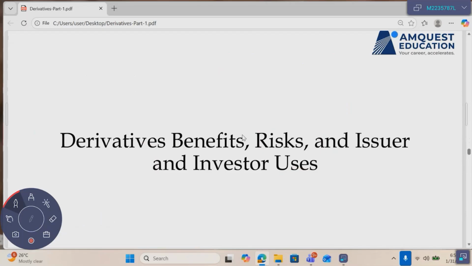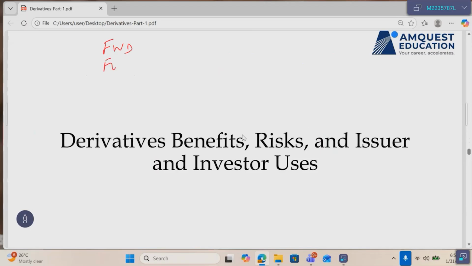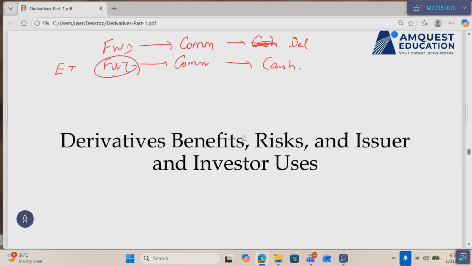So quick recap. We did derivatives, we did forwards, we did futures, right? Forwards are commitments, right? Even this is a commitment, but in a forward, you're settling by delivery. In a future, you are settling by cash, right? Future is traded on the exchange. Forward can be OTC, correct? But both of these are commitments.